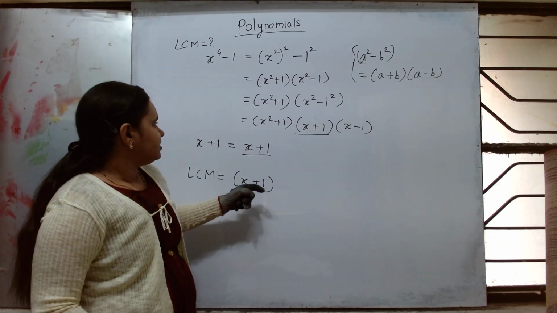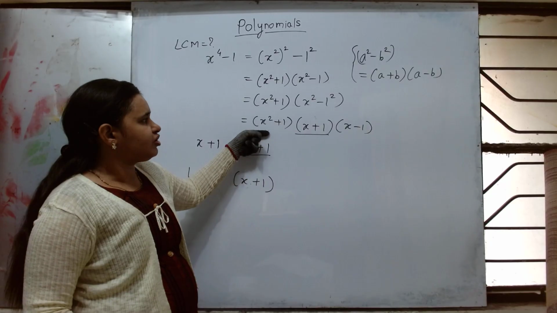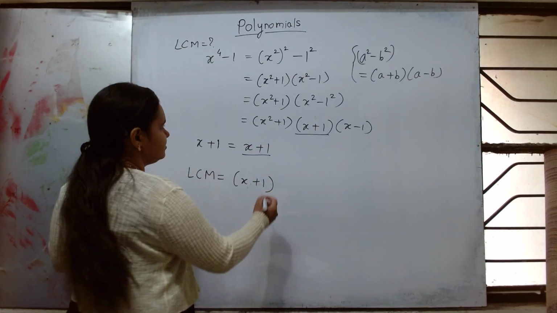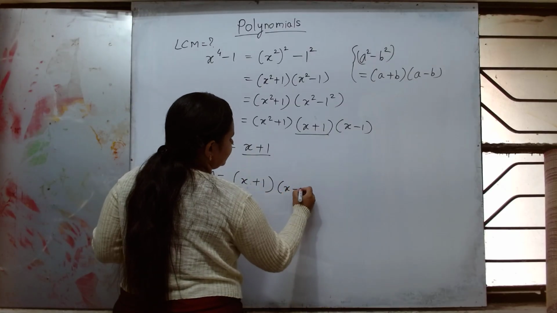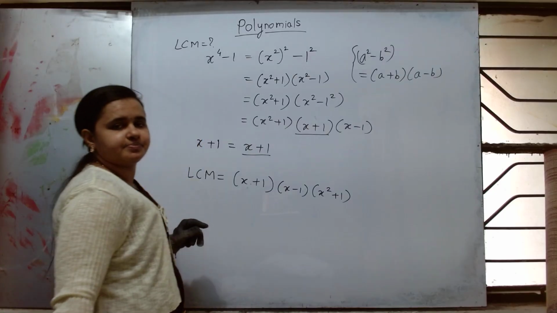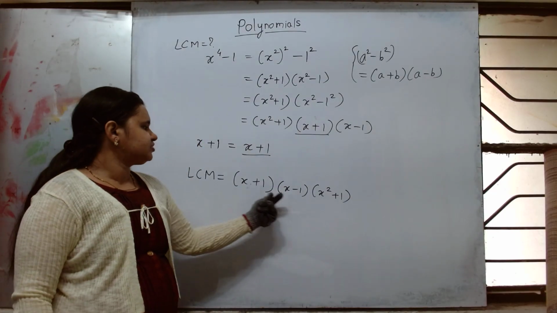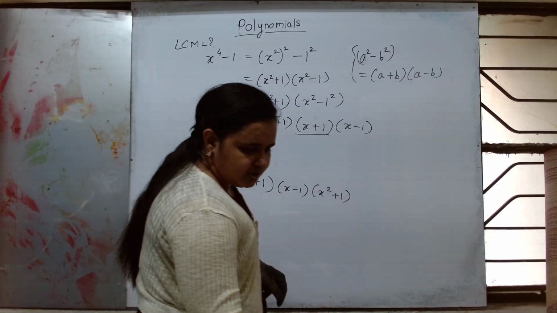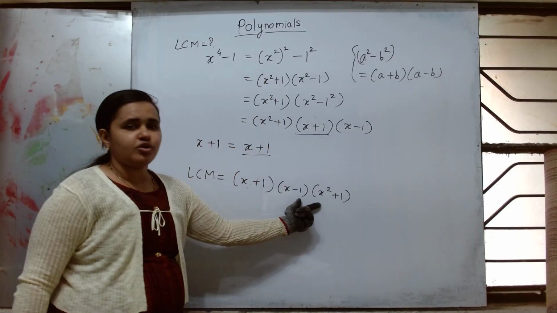Now write the uncommon factors. Uncommon factors are x square plus 1 and x minus 1. So uncommon factors are x minus 1 and x square plus 1. Okay. So LCM will be x plus 1, x minus 1, x square plus 1. But options are not in this form, so we have to solve it.